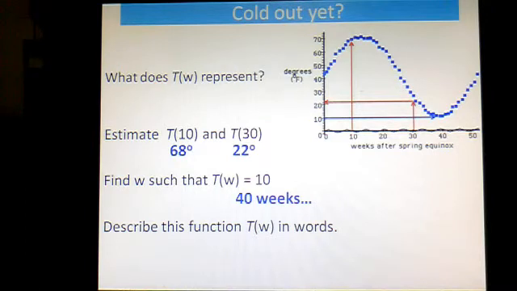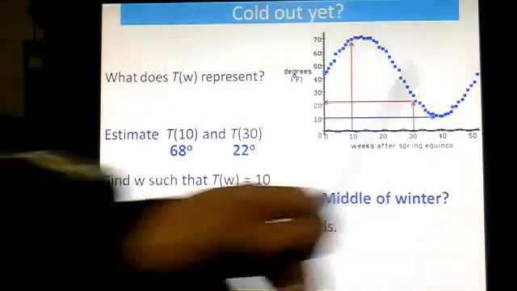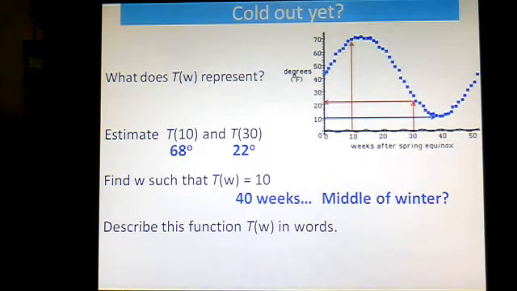The temperature depends on what week you are. The temperature fluctuates. It has a maximum temperature here and a minimum temperature down here. A lot of different ways you can answer that. And of course, I mentioned this being probably the middle of winter, 40 weeks past March.